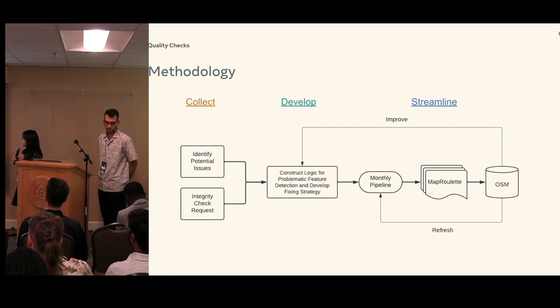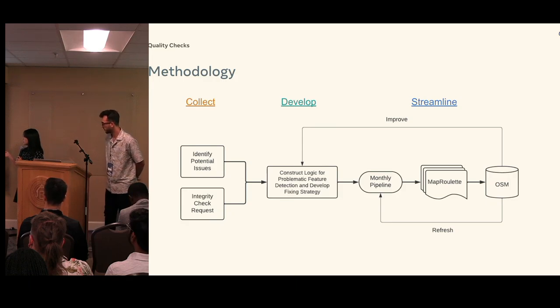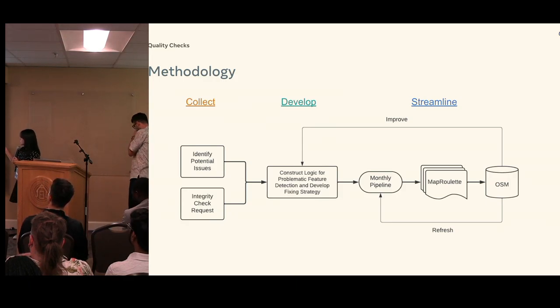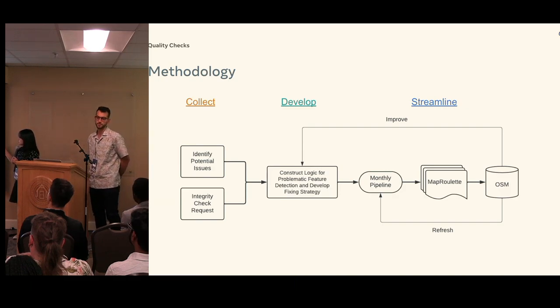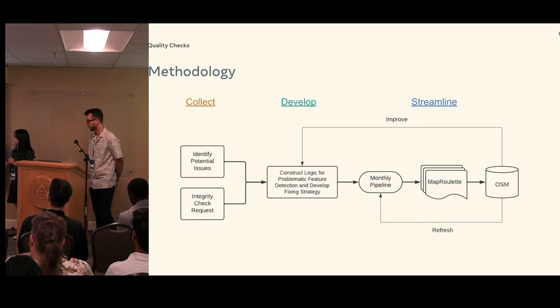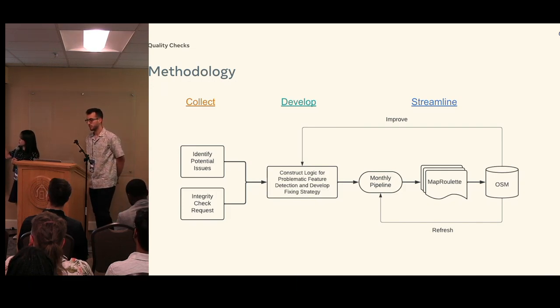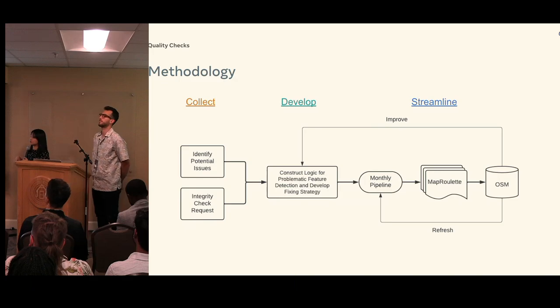And once the detection and the fixing strategy have been done, we set up the monthly pipeline and publish the issue candidates to MapRoulette, and then share with users to work on fixing or validating the issues and submit to OSM. And when the data gets into OSM, we also use the monthly pipeline to refresh the data in MapRoulette, so we won't work on any duplicated issue candidates. And at the same time, the fixes on OSM will also help improve the logic construction for detection and fixing.